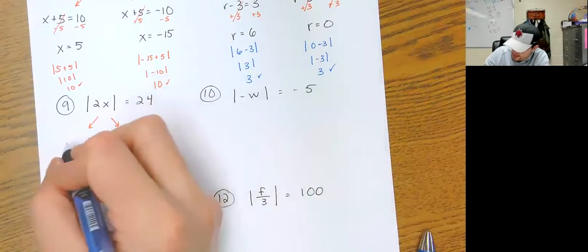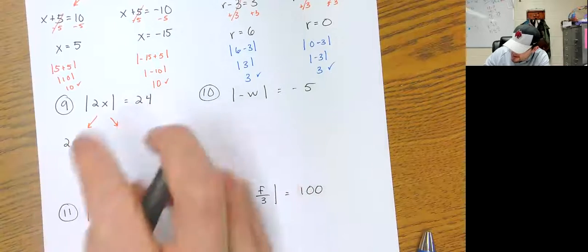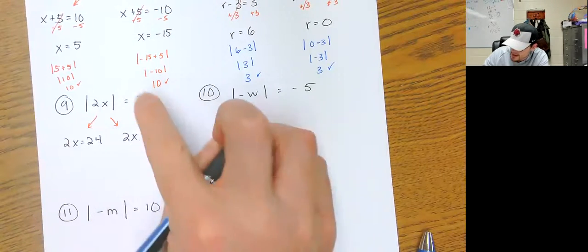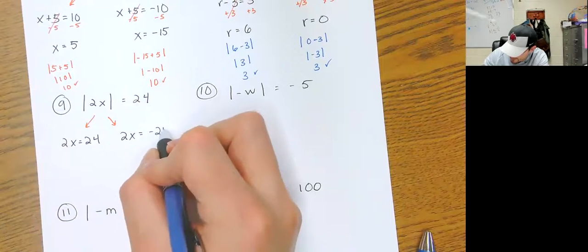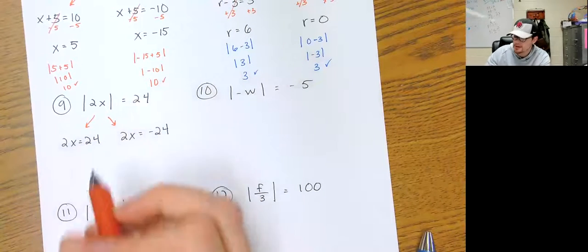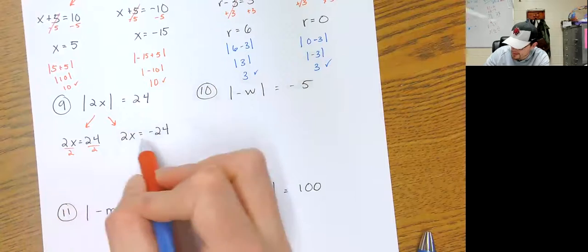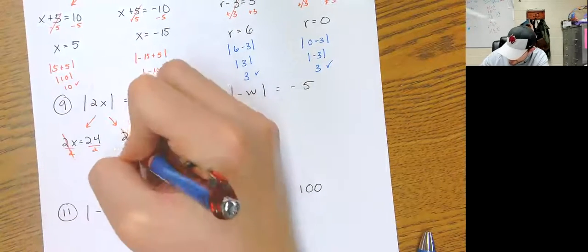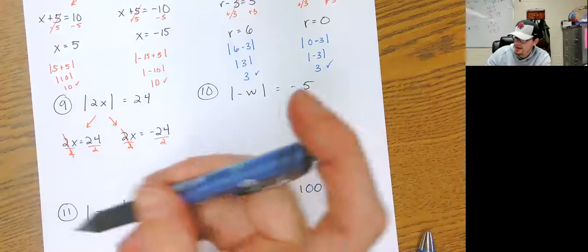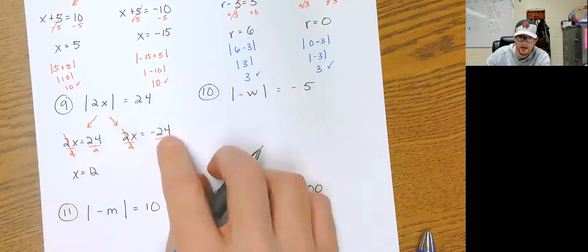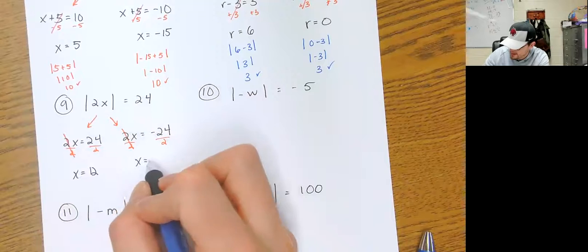So separate out, separate out. I'm going to get 2x equals positive 24, and I'm going to get 2x equals negative 24. How do you get rid of multiplication? You get rid of multiplication with division. So divide by 2, divide by 2. Same thing here. Cancels out, cancels out. So I'm left with x equals 12. Over here, I'm left with x equals negative 12.